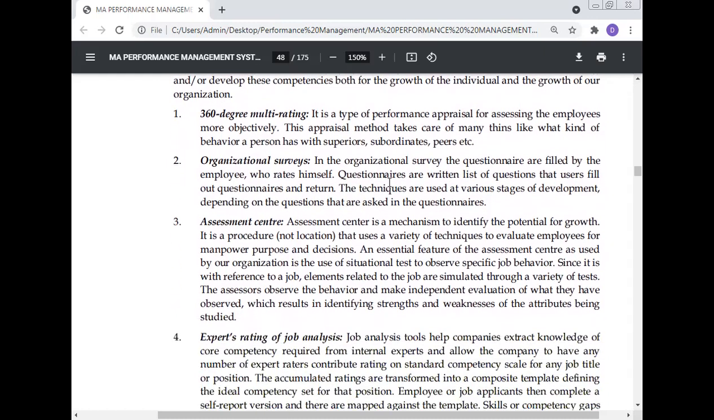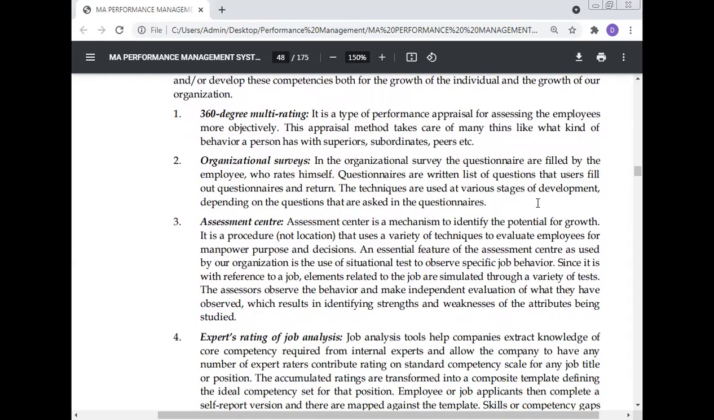Organizational surveys. In the organizational survey, the questionnaire is filled by the employee who rates himself. Questionnaires are written lists of questions that users will fill out and return. The techniques are used at the various stages of the development, depending on the questions that are asked in the questionnaire.